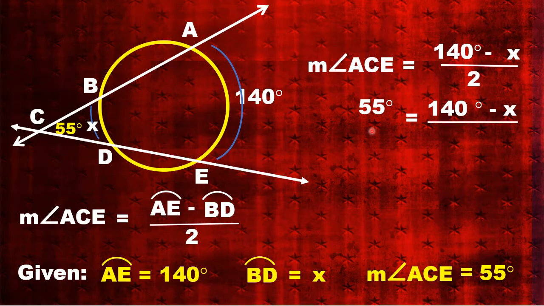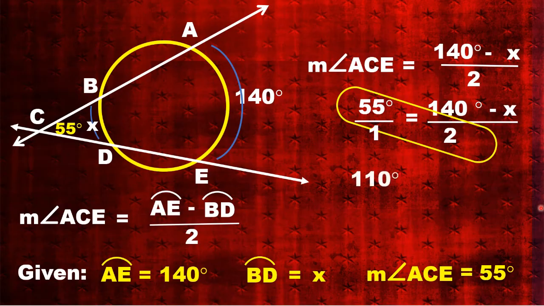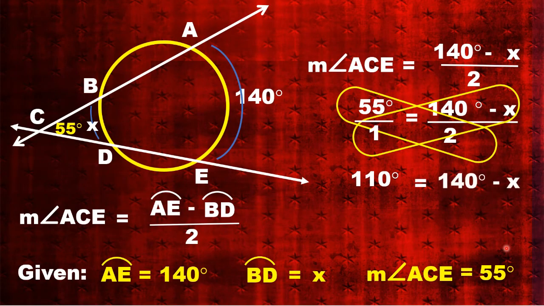Again, we have an invisible denominator for 55, which is 1. Now, by cross multiplication, 55 times 2 is equal to 110. And 140 degrees minus X times 1 is just the same as 140 minus X. Pero this time, negative yung X natin. So, para hindi tayo mag-multiply pa sa negative 1, by addition property, pwedeng yung X na lang ang ilipat natin sa kaliwa, or adding positive X on both sides of the equation.